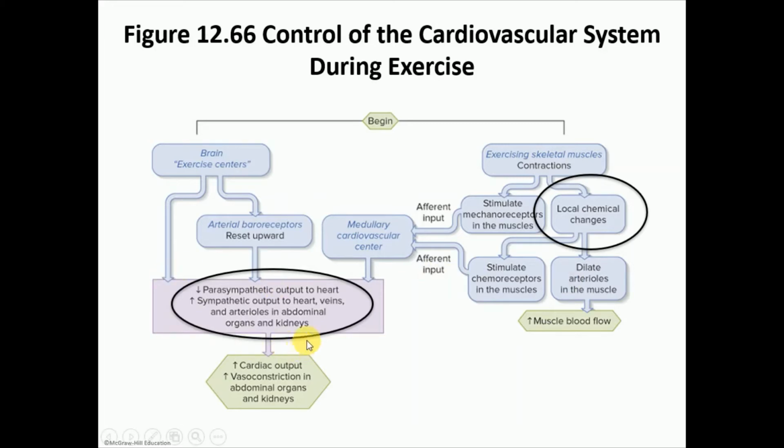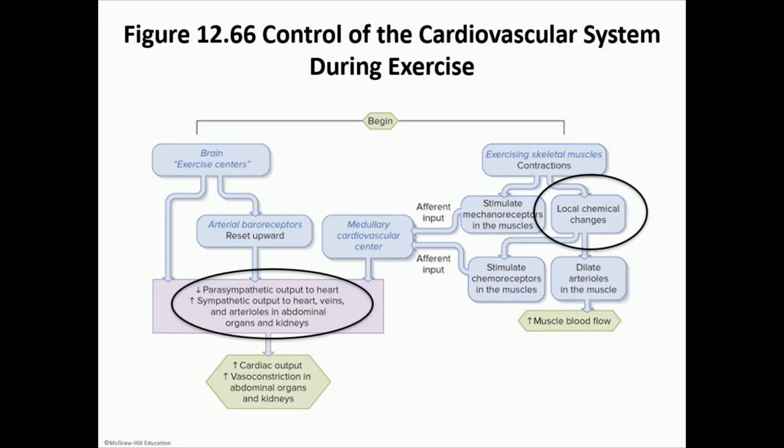While the autonomic nervous system is going to make changes to the heart. So a decrease of the parasympathetic output plus an increase of the sympathetic output to the heart and to your blood vessels is going to lead to tachycardia, will also lead to increased force of ventricular contraction, and that will lead to an eventual increase in cardiac output.